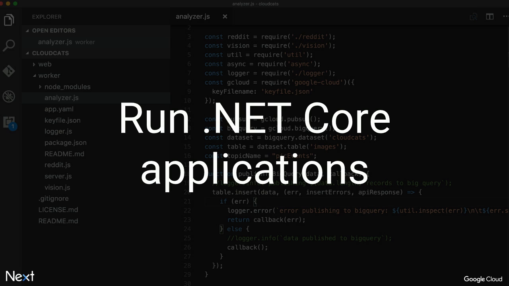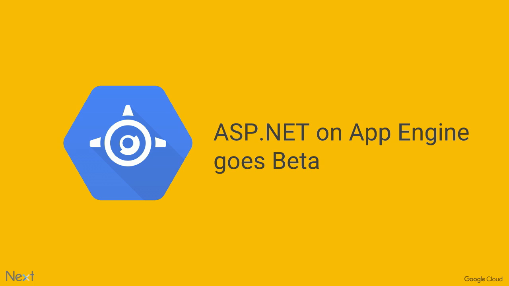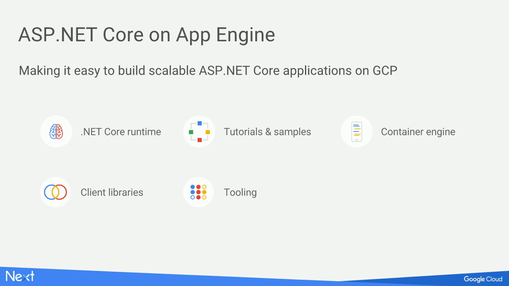And this is a big one. As of this week, you can now run .NET Core applications on App Engine. That's because ASP.NET on App Engine yesterday went beta. So what that means is that we have a .NET Core runtime. We've got a full list of tutorials, samples. The same runtime you can use on App Engine, you can actually pick up and use on Container Engine and run it there as well inside of a Linux VM.